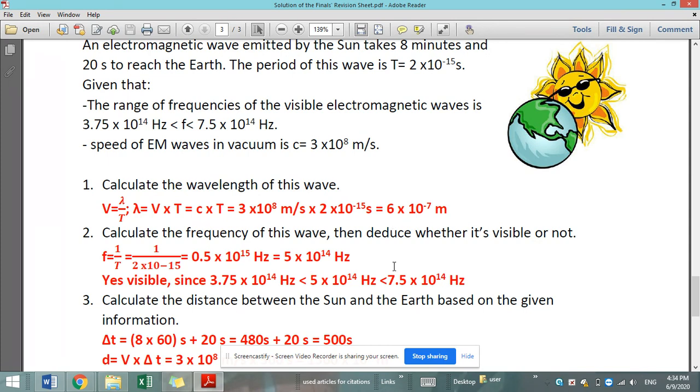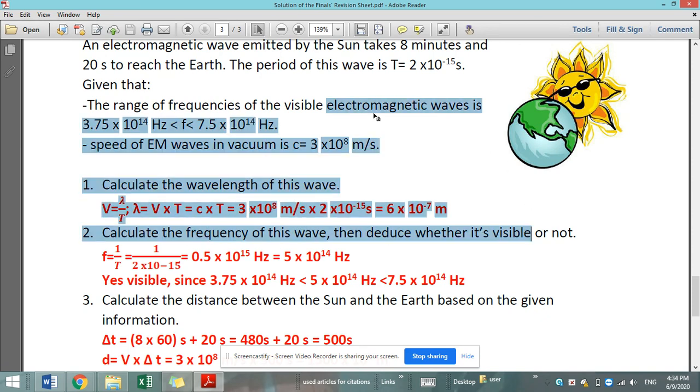Calculate the frequency of this wave, then deduce whether it's visible or not. We are given the period, frequency and period are related by the formula F equal 1 over T. 1 over 2 times 10 power minus 15 is 0.5 times 10 power 15 hertz. Now, why didn't I stop here? Because they asked me to deduce whether it's visible or not.